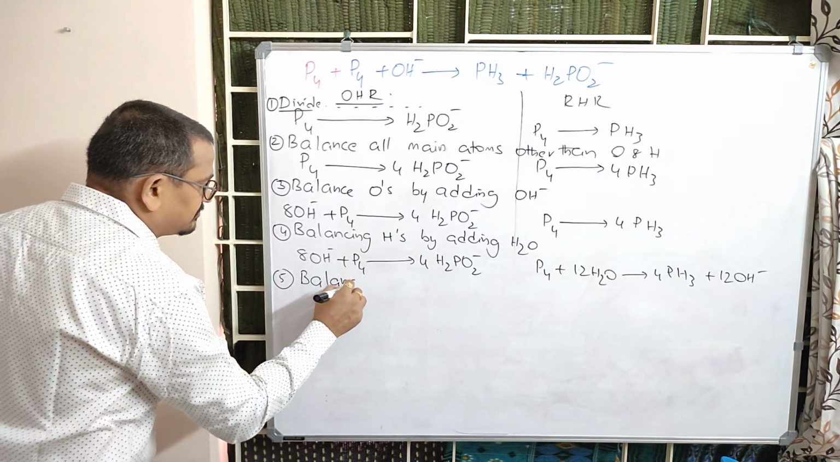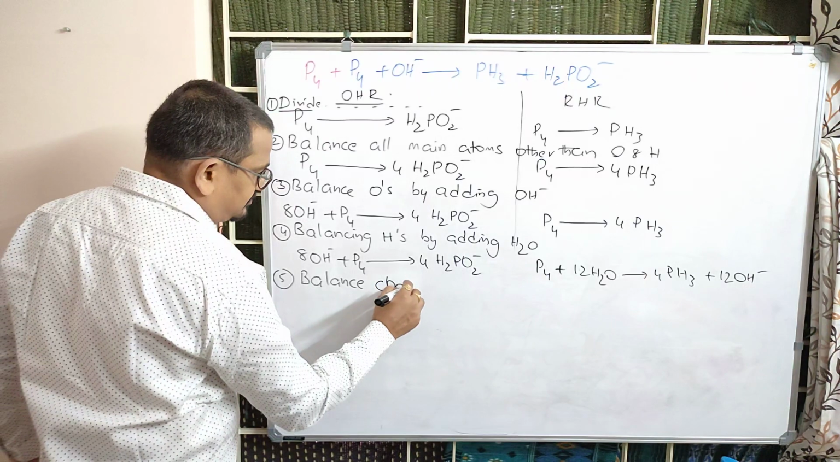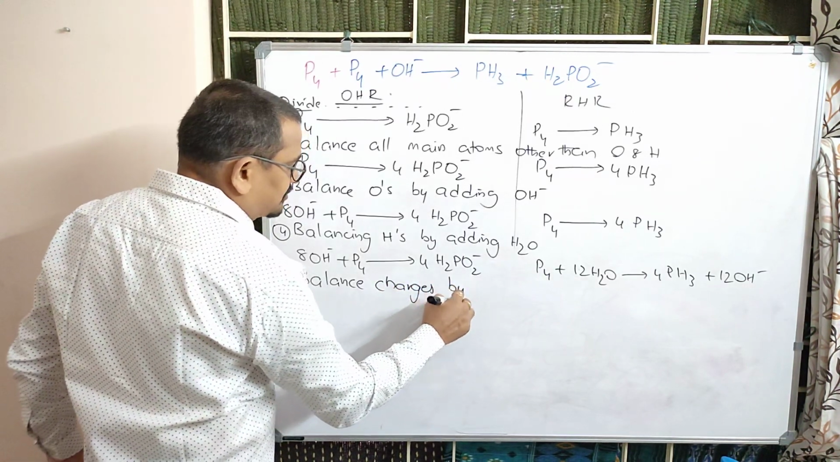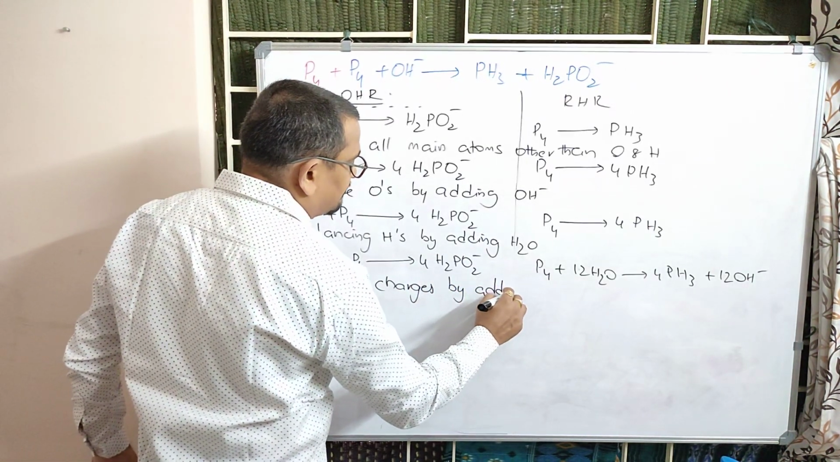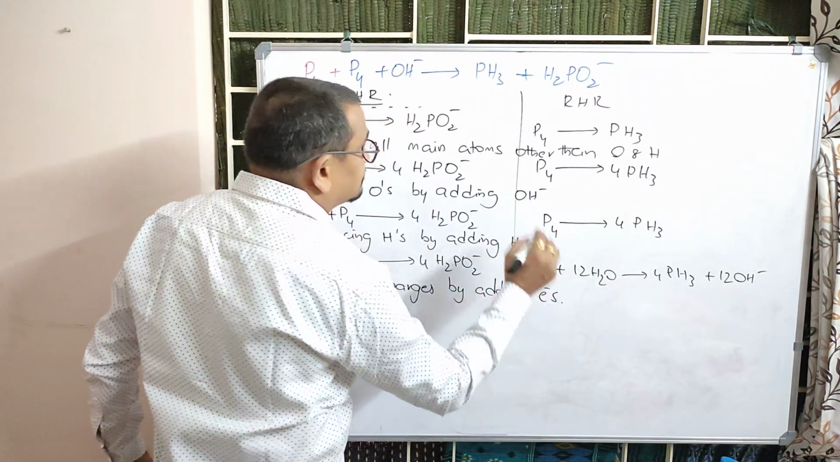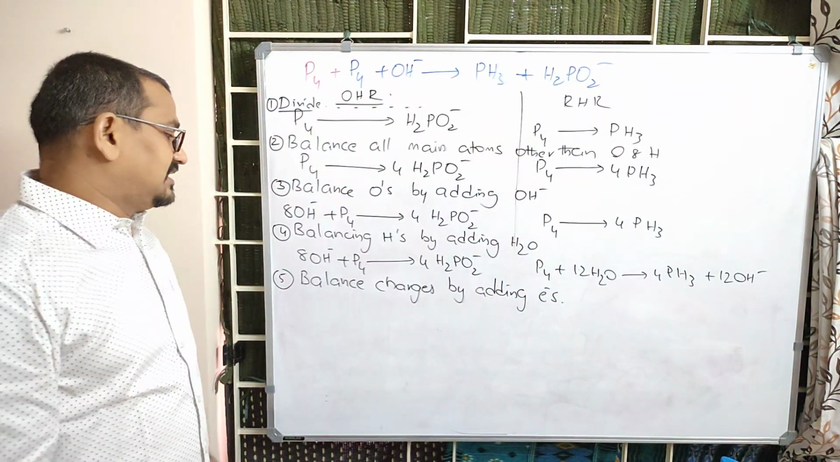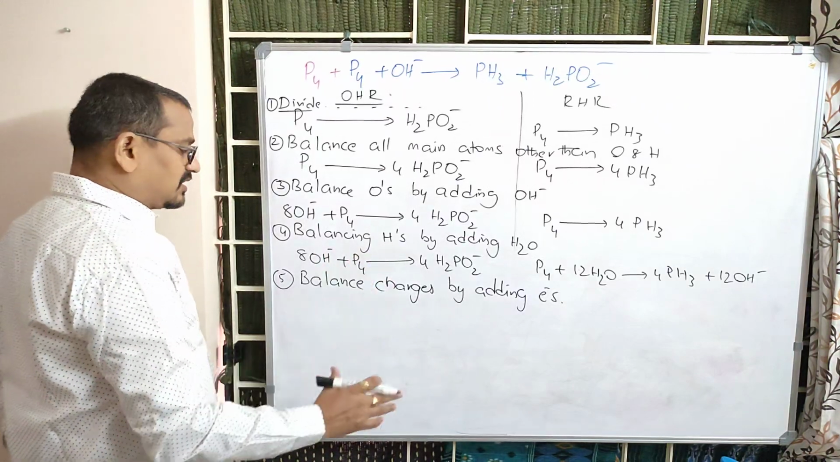Balance charges by adding electrons. So how do you know how to count the charges?